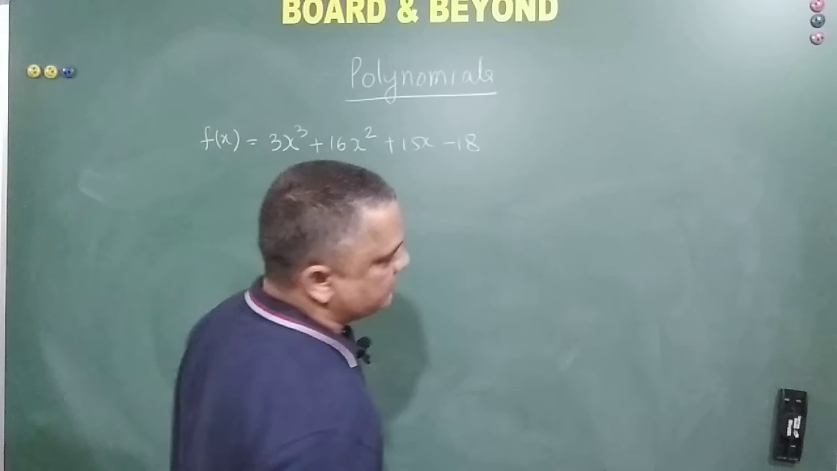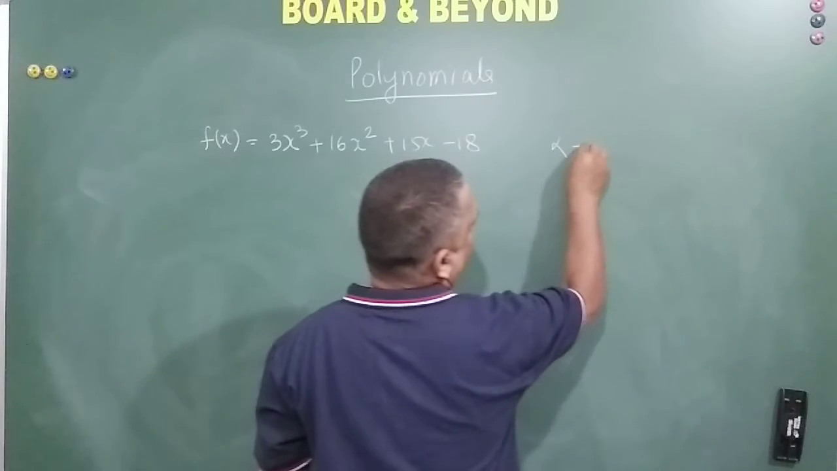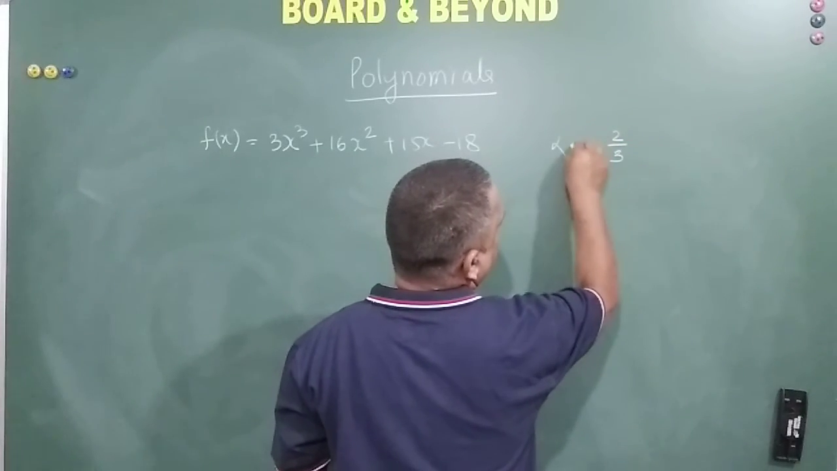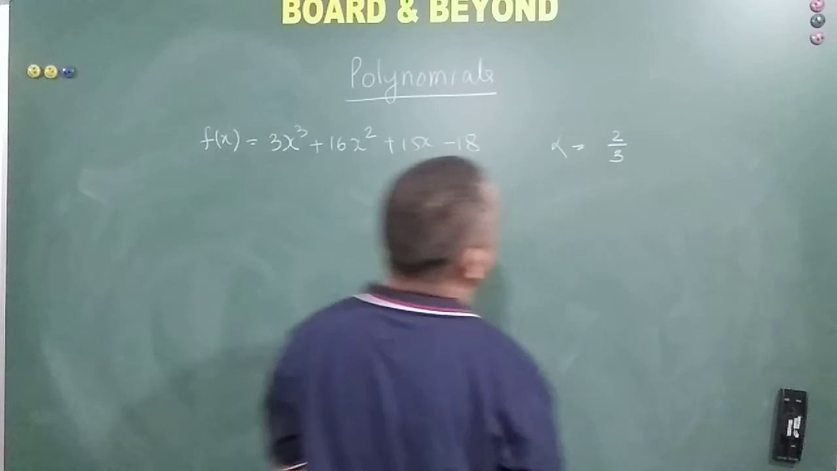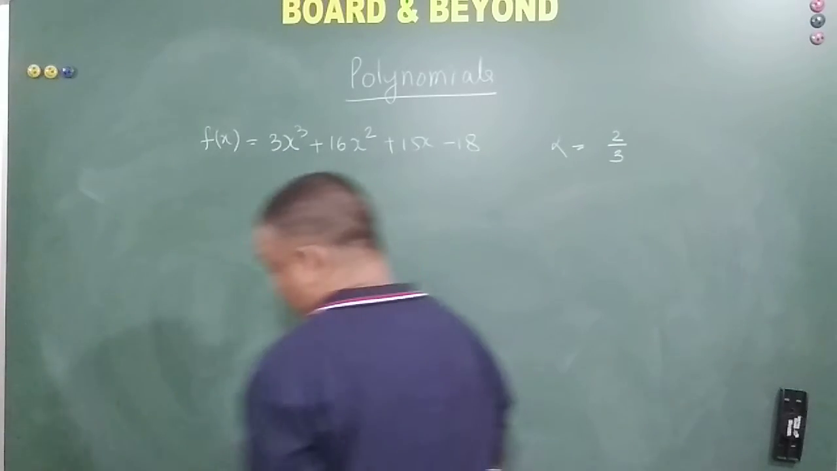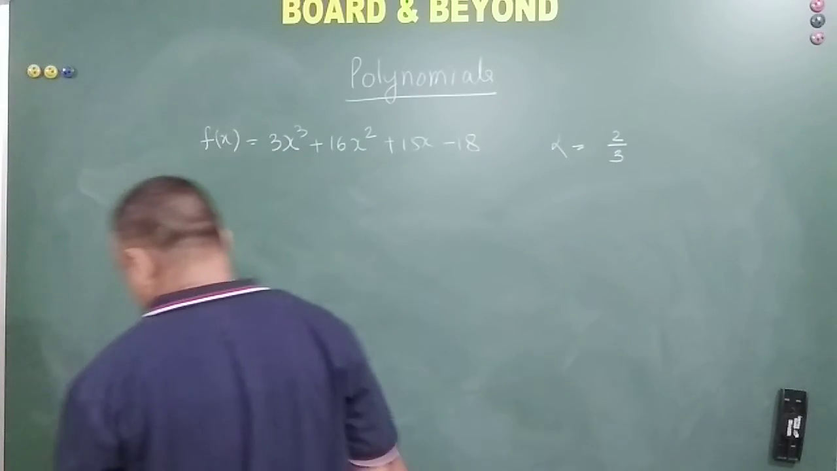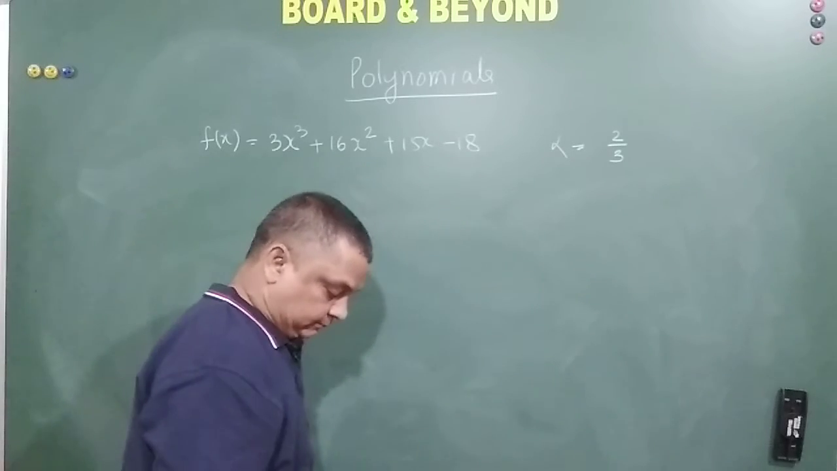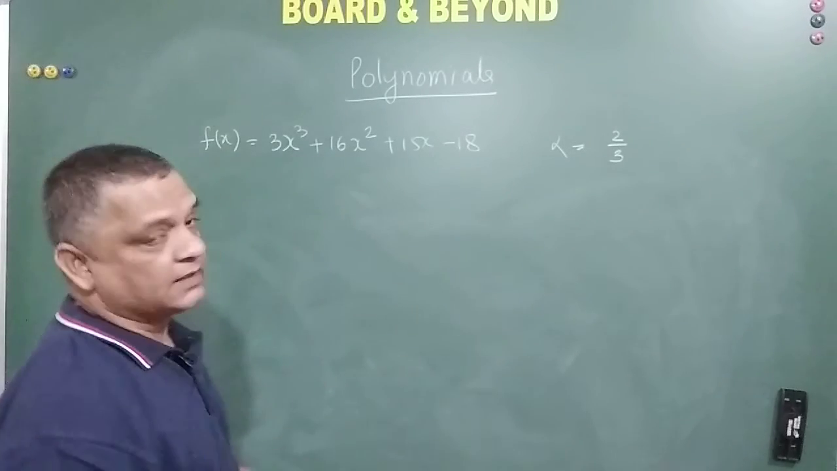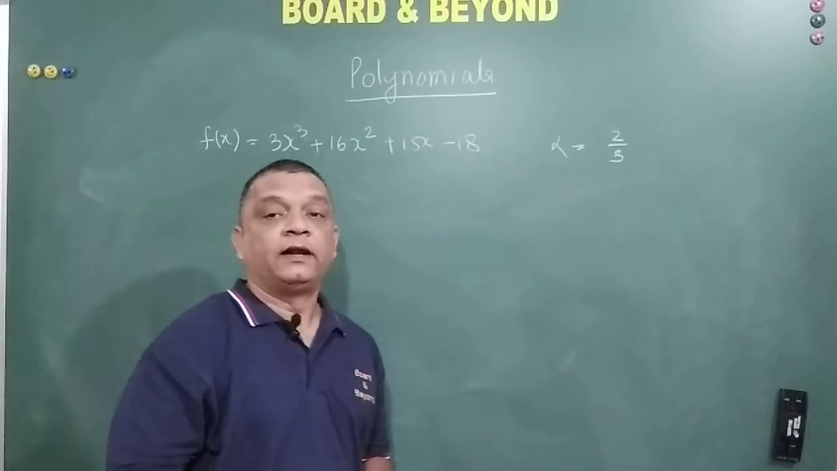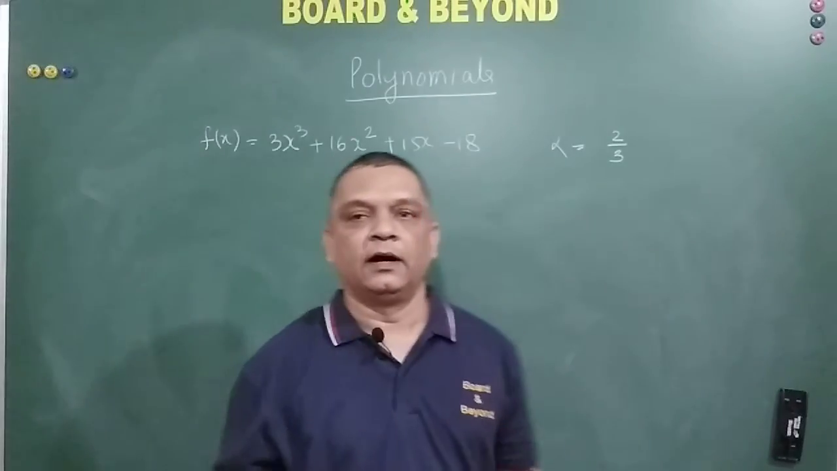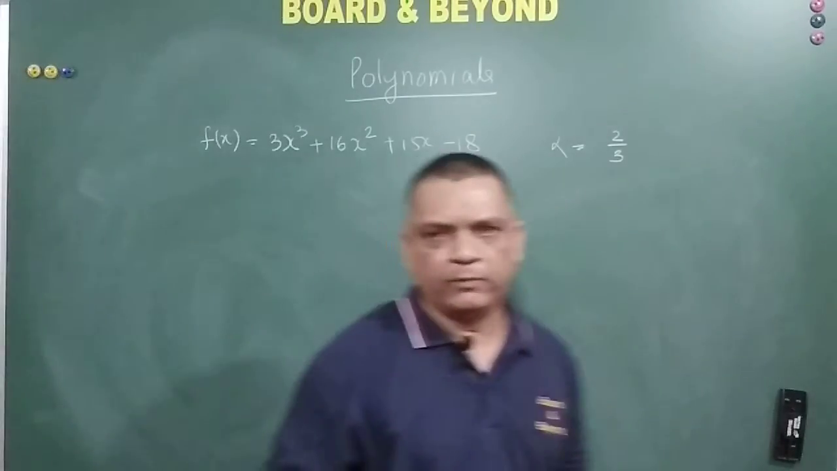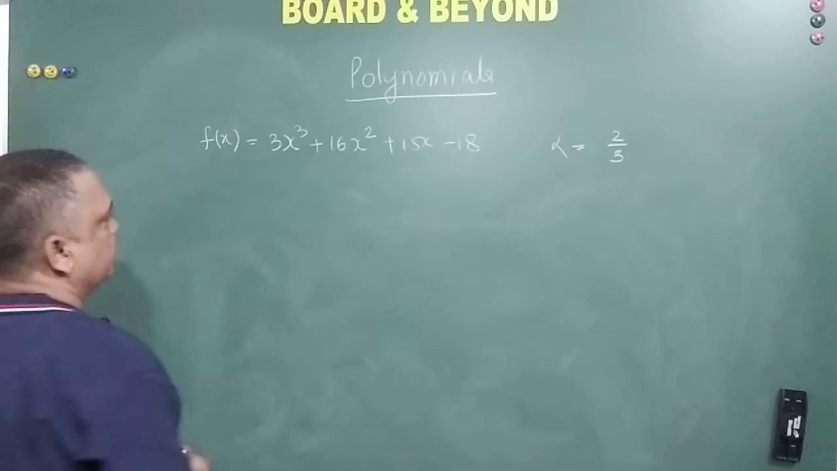This is the f of x. If one root, let us say alpha, is equal to 2 by 3, find the other root of the polynomial. So friends, this is a little tricky question. Tricky in the sense you need to think a little bit here before actually solving it, right?